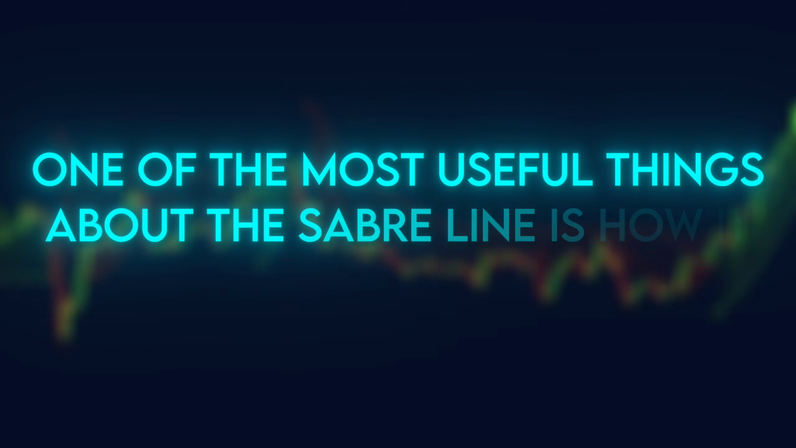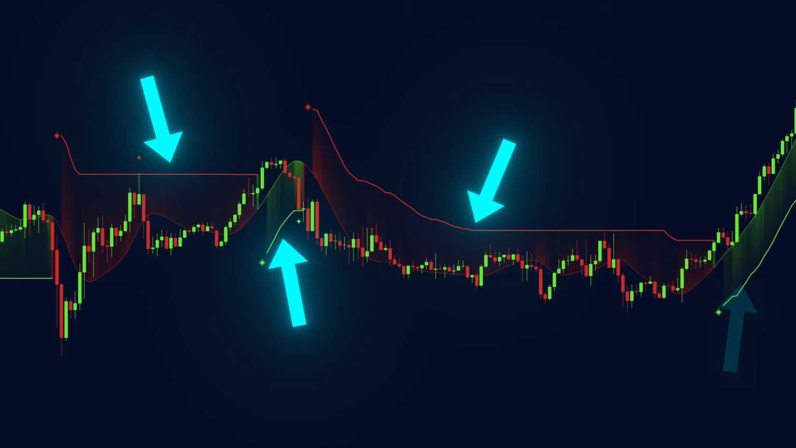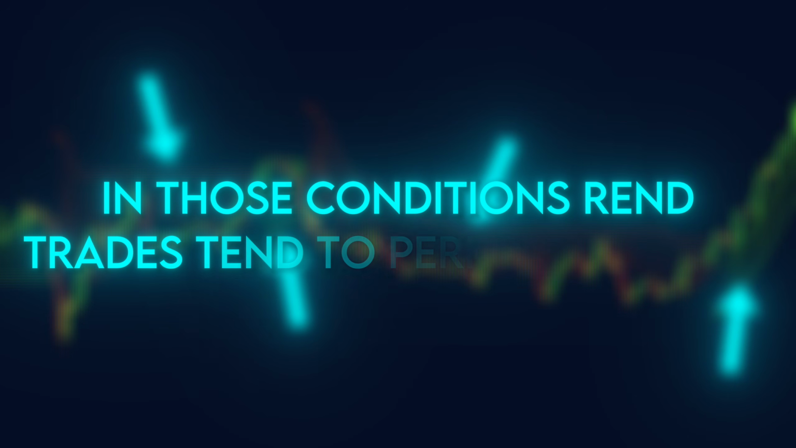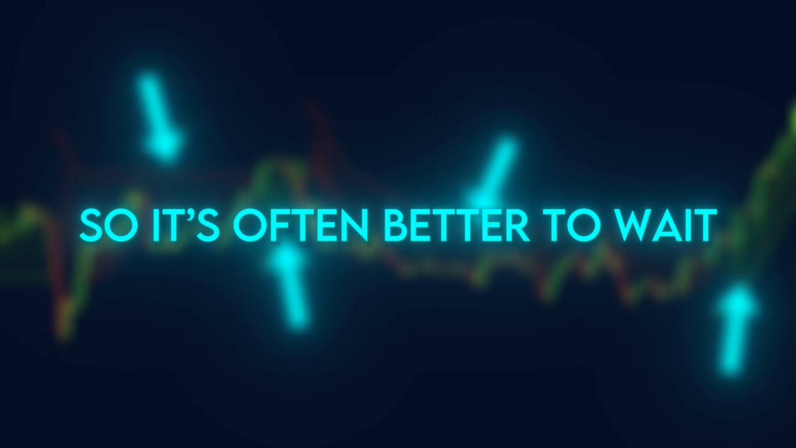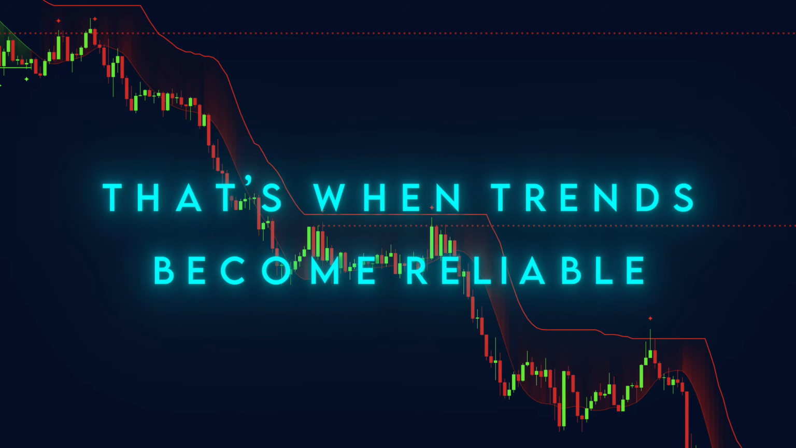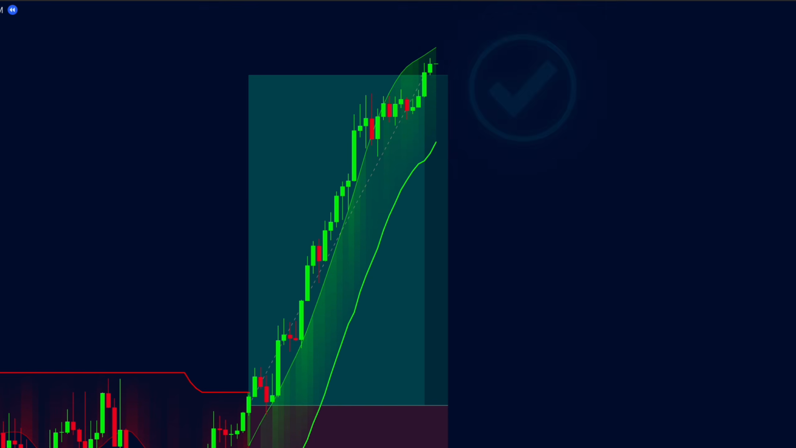One of the most useful things about the saber line is how it reveals market conditions. If price repeatedly crosses the line and the color flips back and forth, that usually means the market is consolidating. In those conditions, trend trades tend to perform poorly, so it's often better to wait. But when the saber holds one direction and price keeps respecting it on pullbacks, that's when trends become reliable. This simple observation alone can help you avoid many low-quality trades.